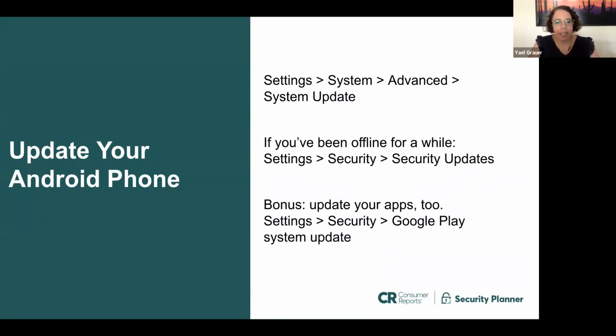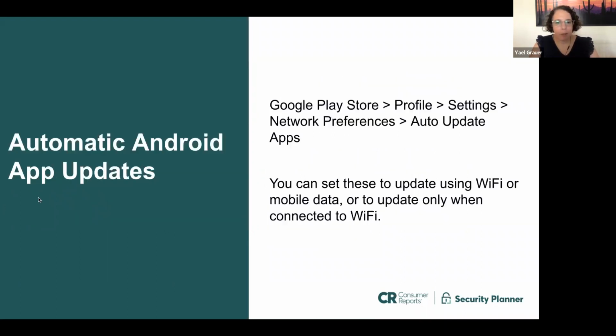And then, yes, we recommend setting your apps to update automatically. You can go to the Google Play Store and it's under Profile, Settings, Network Preferences, and Auto-update apps. Actually, I think that is on the next slide. You can set them to update on any network using Wi-Fi or mobile data, or you can update only when connected to Wi-Fi. So you're updating the operating system on your phone and also setting your apps to update automatically.